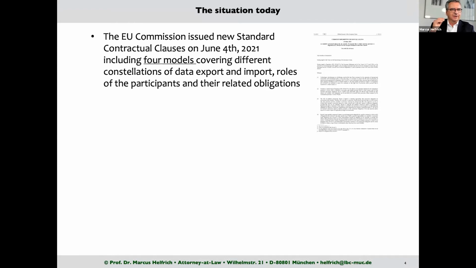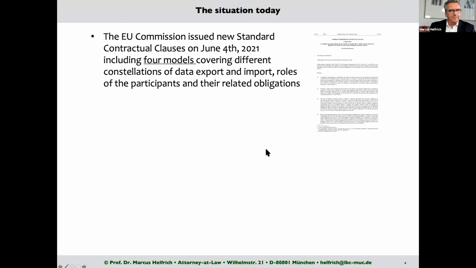Although it seems to be a direct reaction to the Schrems 2 decision, it's not only because the court asked for new standard contractual clauses. There was a strong need for a modernization of these clauses, because the still valid clauses date back to the year 2010. And as you all know, from 2010 to now we have around 11 years. So this is quite a long time for transatlantic data transfer.